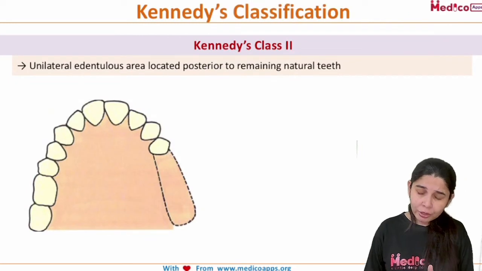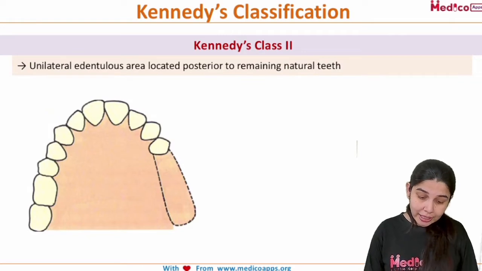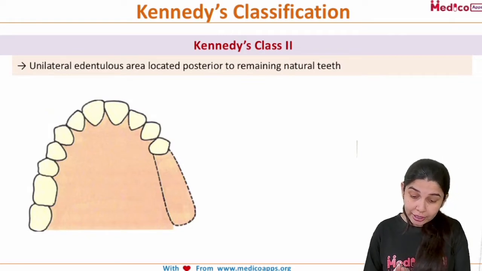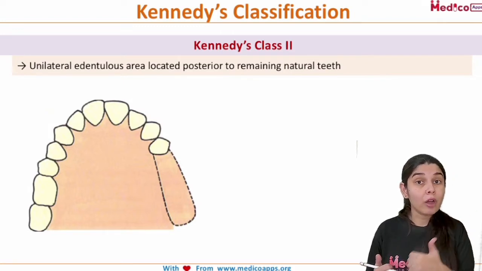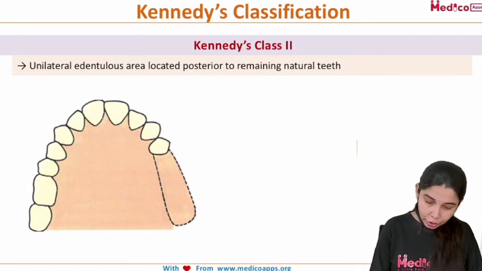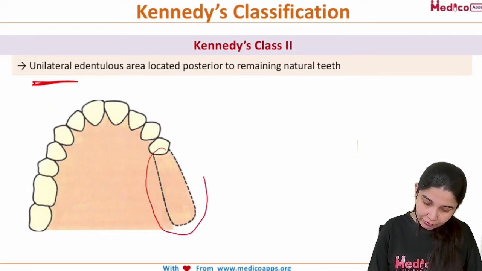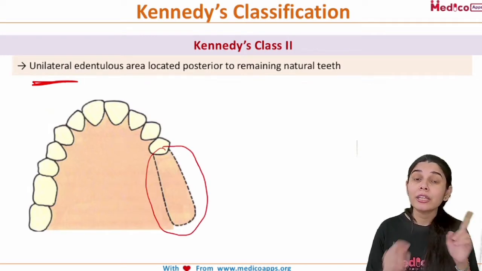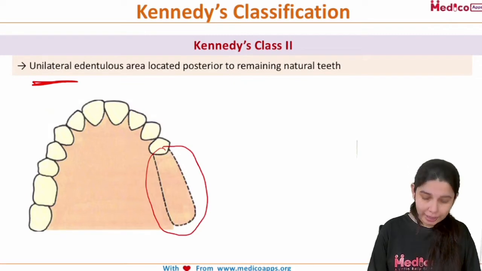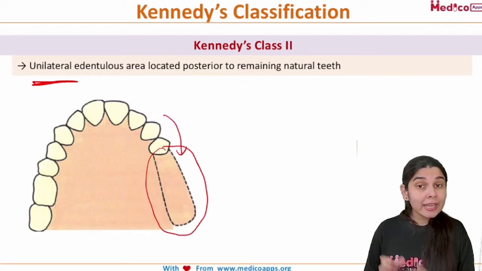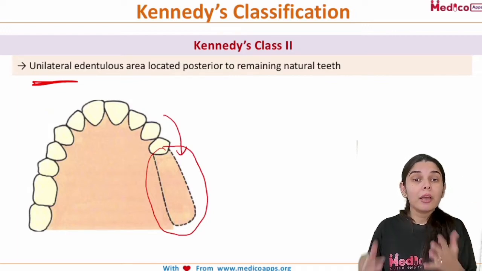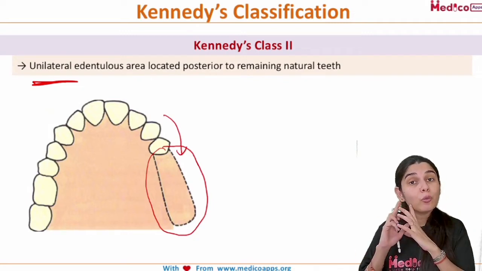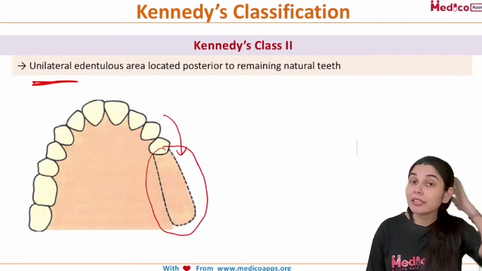Secondly, coming to Kennedy's class 2 classification. Class 2 is when there is a unilateral edentulous area located posterior to the remaining natural teeth. In class 1 it was bilateral; here in class 2 it is unilateral. That means only one side, right or left, has an edentulous area located posterior to the remaining natural teeth. The anterior section still has the remaining natural teeth, but the posterior section on one side is edentulous.